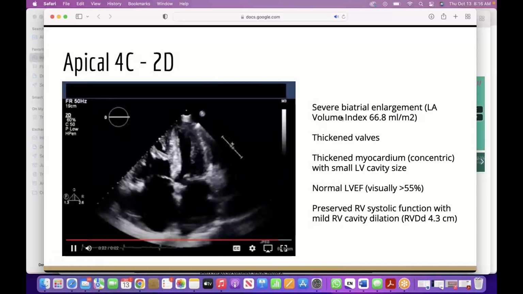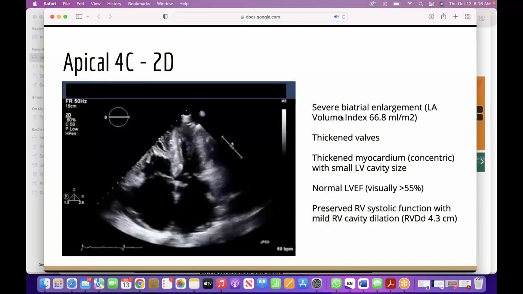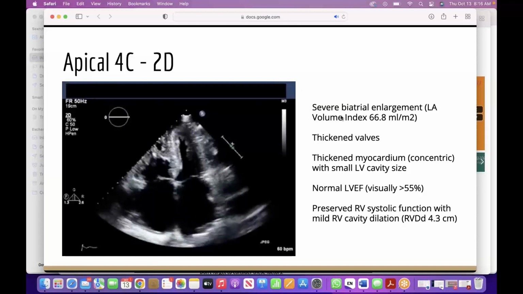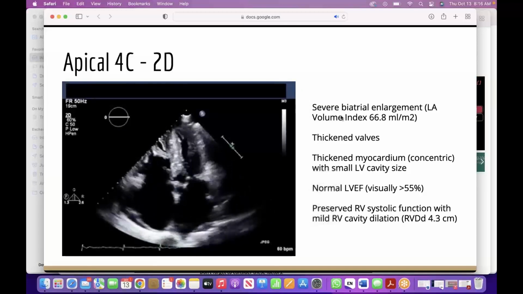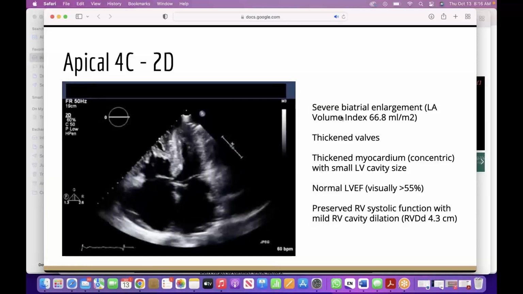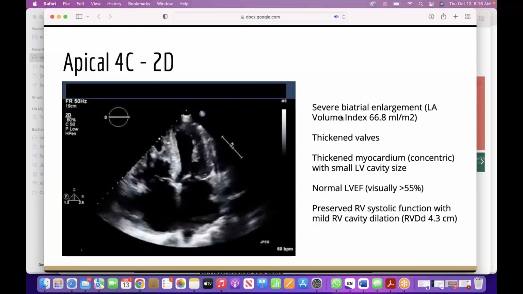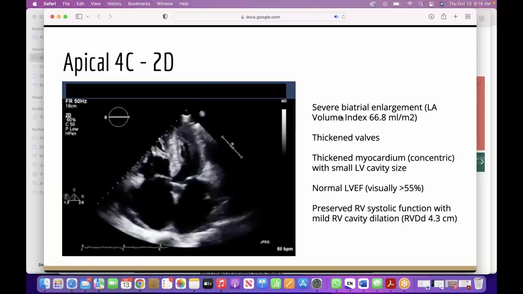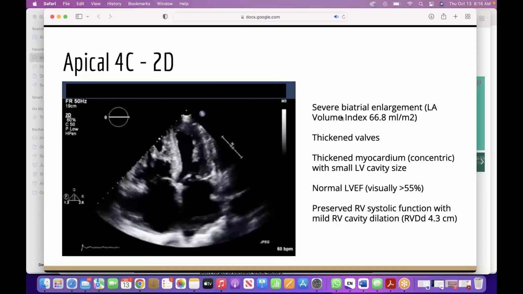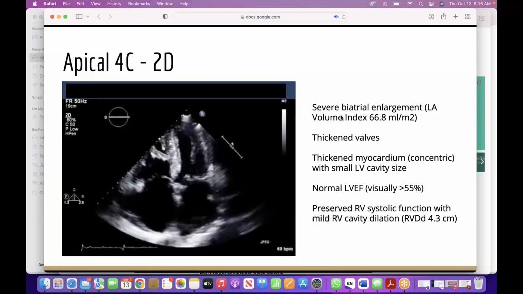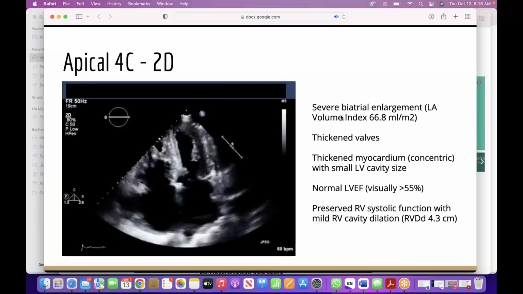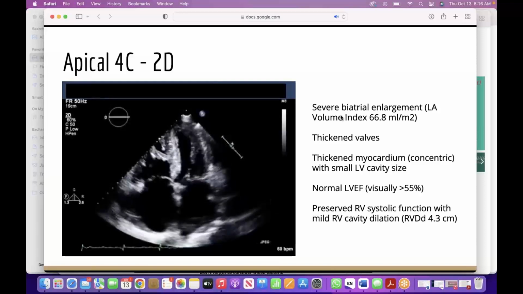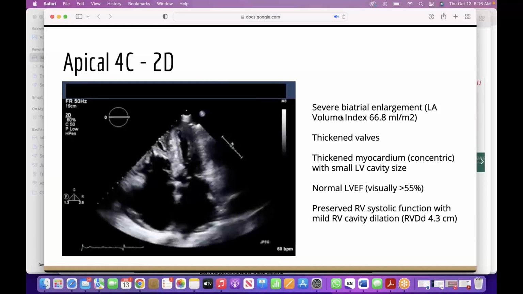This was the patient's typical 4-chamber view. I think strikingly, this patient has severe biatrial dilation. The left atrial volume index was around 67 ml per meter squared, comfortably within the severe range. The LV systolic function is clearly normal. On this view, it doesn't appear to be any regionality to it.